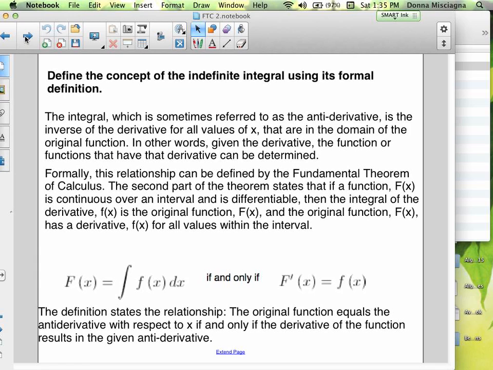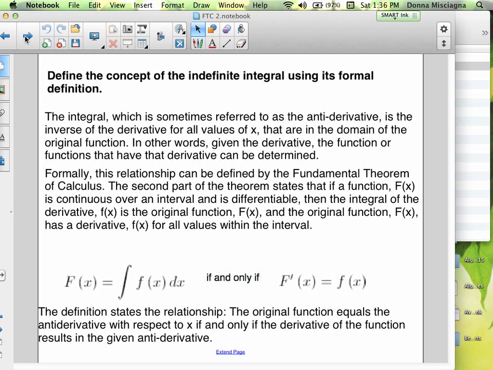All right, so the concept of the indefinite integral using its formal definition. The integral, which is sometimes referred to as the antiderivative, is the inverse of the derivative for all values of x that are in the domain of the original function. In other words, given the derivative, the family of functions that have that derivative can be determined. Formally, this relationship can be defined by the fundamental theorem of calculus. The second part of the theorem states that if a function f(x) is continuous over an interval and is differentiable, then the integral of the derivative, f(x), is the original function, big F(x).